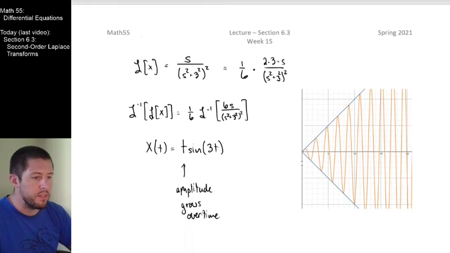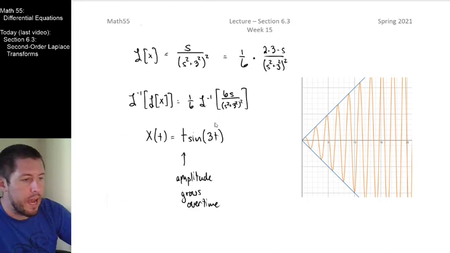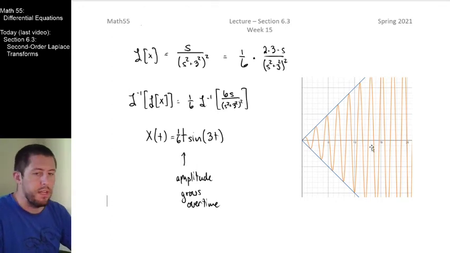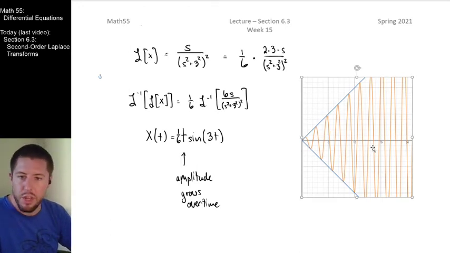Oh, I see why that was so dang steep out there. Oh my gosh, I can't believe I'm making my last typo of the semester right there. It should be 1/6 t sine of 3t. I was like, this graph seems way steeper than I remember it being. I'm going to go ahead and fix this graph, but I'll do that after I end the video now.